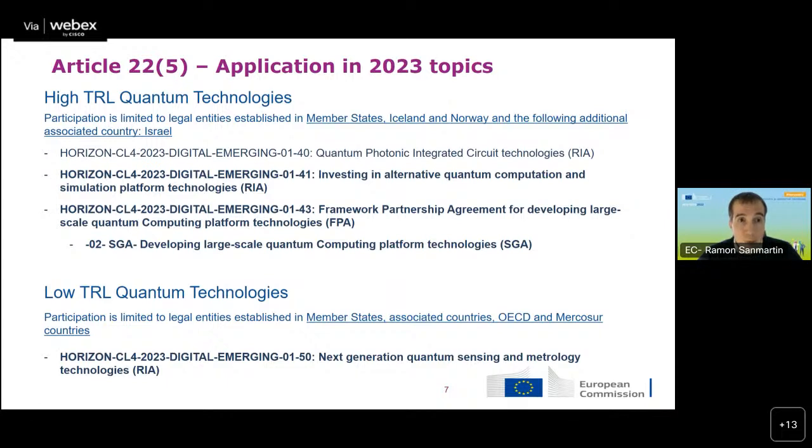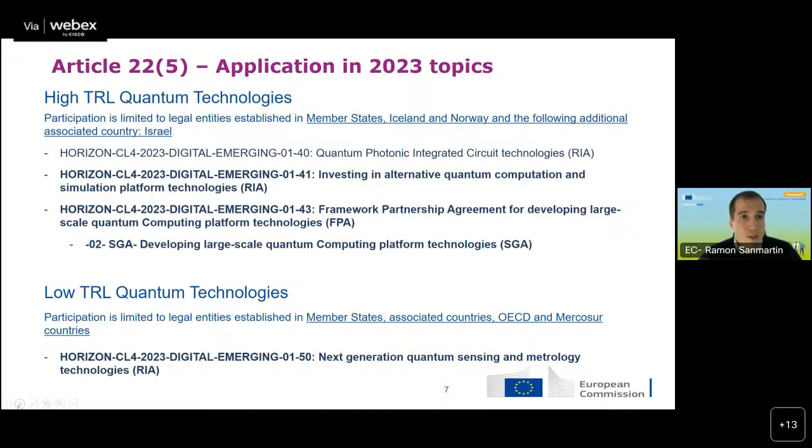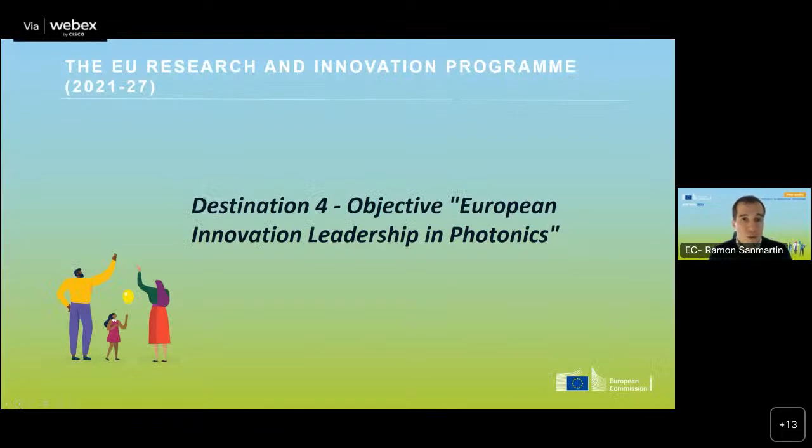These are two RIAs and the FPA and the accompanying SGA. And one of the low TRL quantum technologies topics, the topic Digital Emergency 0150, has participation limited to legal entities established in member states, associated countries, OECD, and Mercosur countries. So for those of you interested in these topics, if you couldn't follow the presentation from Mateja before, a big encouragement to do it afterwards, because it may be of great interest. With this, I am finished with the presentation of Destination 4. I now pass the floor to Matthias.